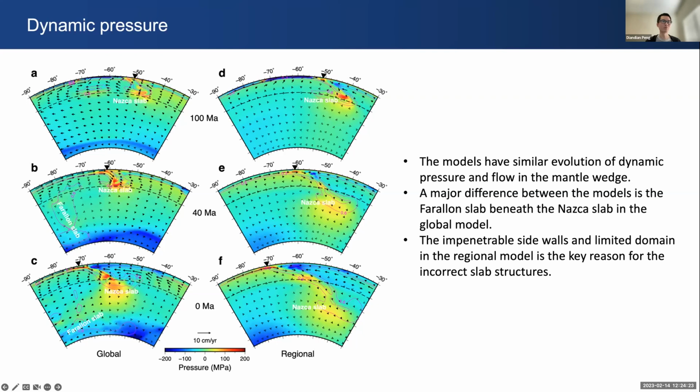In both of them, in the mantle wedge, the pressure is low, and there's a trenchward flow beneath the overriding plate. So the cross-section further confirms that the upper mantle flow is not the major reason for the difference of slab geometry between these two models. And the far-field slab may be the major decisive factor for the formation of the stagnant Nazca slab.